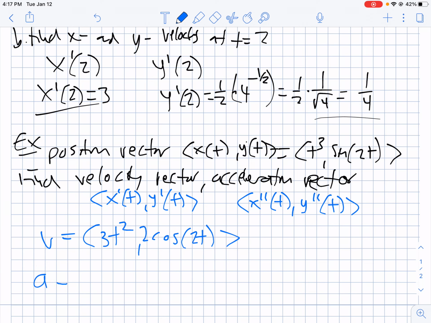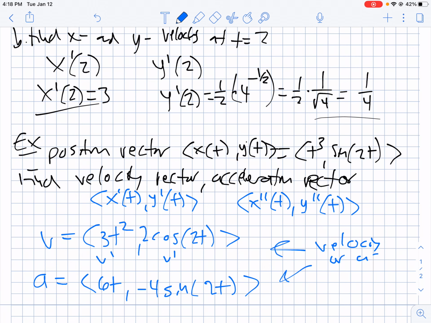If we take the acceleration, again, we just take v prime of the x and then v prime of the y. So that just gives us 6t. And then you take the derivative of 2 cosine 2t, so multiply by another 2 and negative, so negative 4 sine of 2t. Okay, so again, these tell you the velocity or the acceleration at any given time t. Okay, so that's a velocity vector and an acceleration vector.